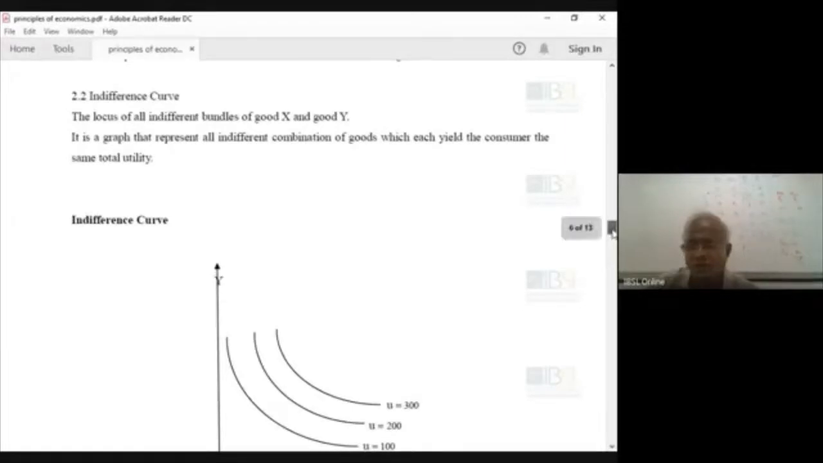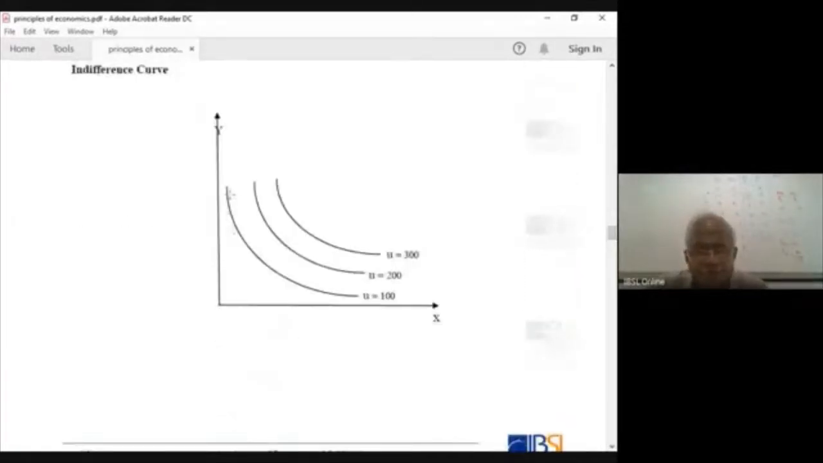Now, for example, if you take this utility 100 indifference curve, all the combinations of X and Y, 1 and 10, maybe 5 and 5, then 2 and 10, like that, if you have a large number of bundles here, each bundle gives him 100 units of utility, 100, 100, like that. This is your 100 indifference curve.